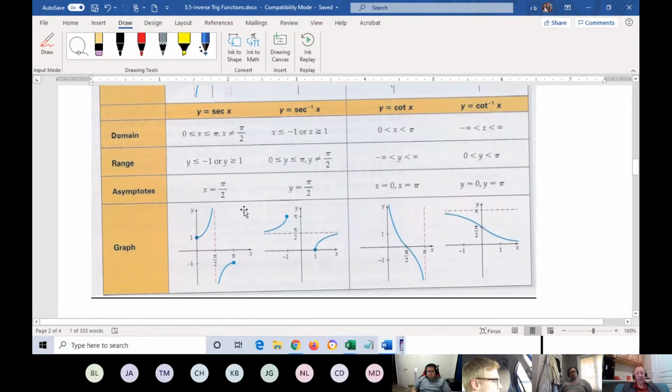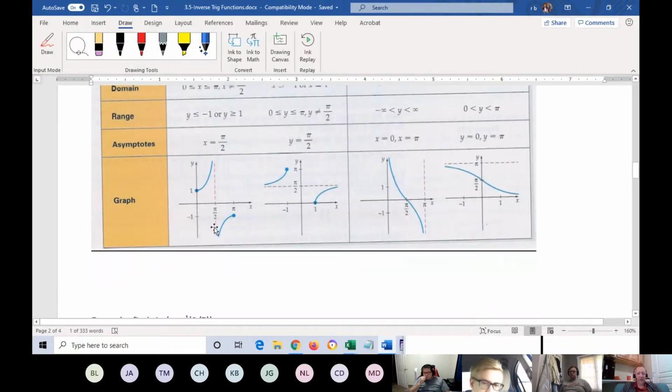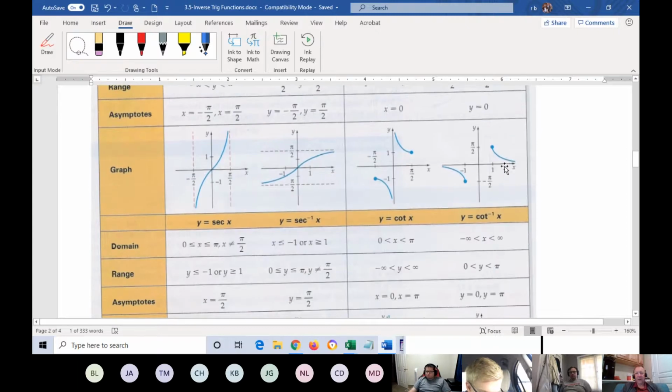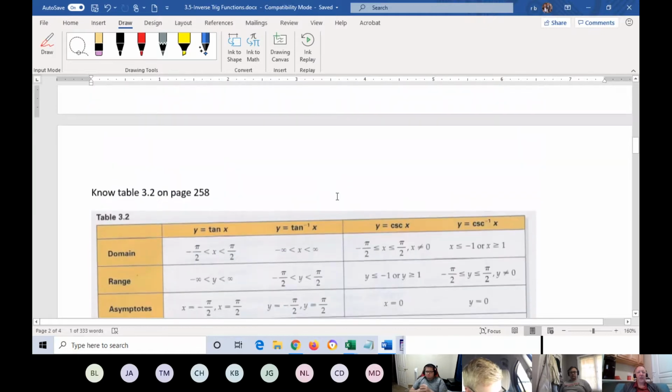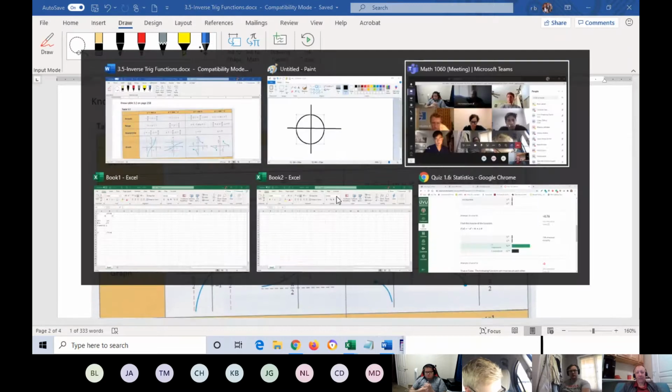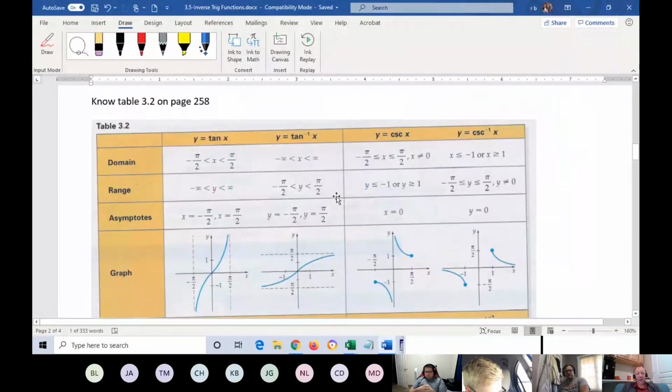Works the same way with the secant, and the cotangent as well. I'm not going to keep repeating myself here. Just remember that we're drawing the asymptotes in as needed. It's funny because they drew them here, because you have the asymptote at pi halves and negative pi halves, but in the book they didn't draw the asymptote on the cosecant. Remember that you should include that as well. So any questions on table 3.2, on page 258? Do we need to memorize what's on that table? Pretty much.